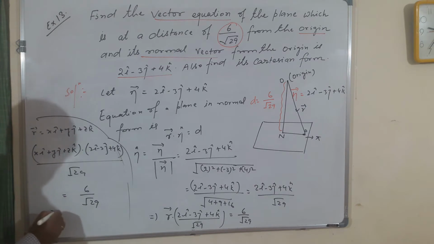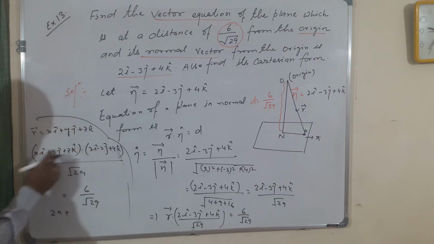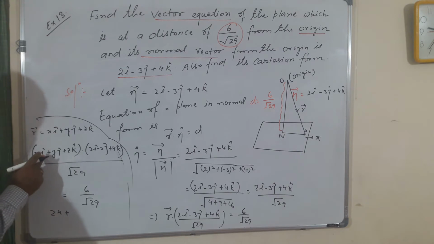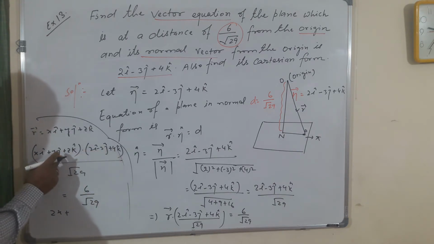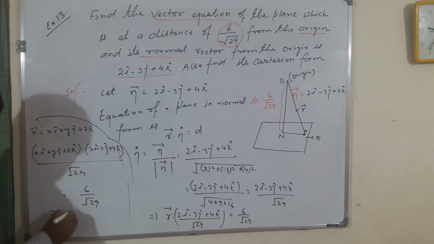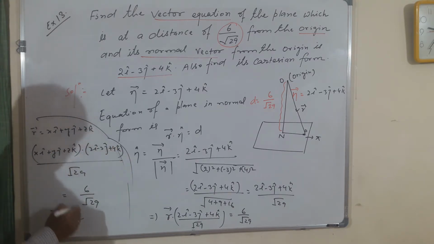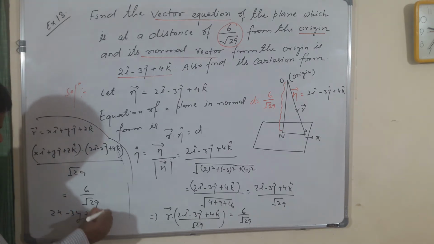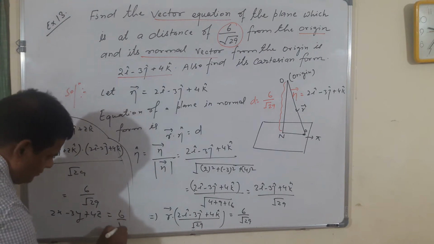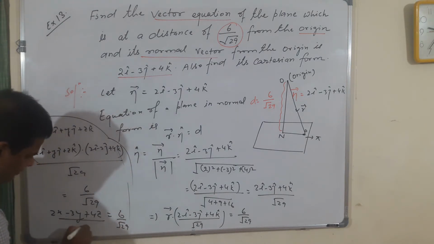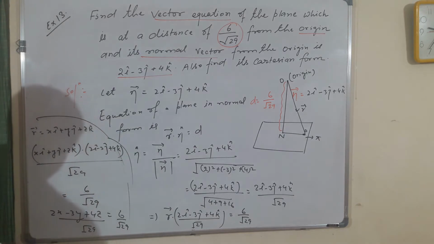So it becomes 2x. I dot I is 1, j dot j is 1. So 2x minus 3y plus 4z is equal to 6 by root 29 and by root 29. So this root 29 and root 29 are cancelled.